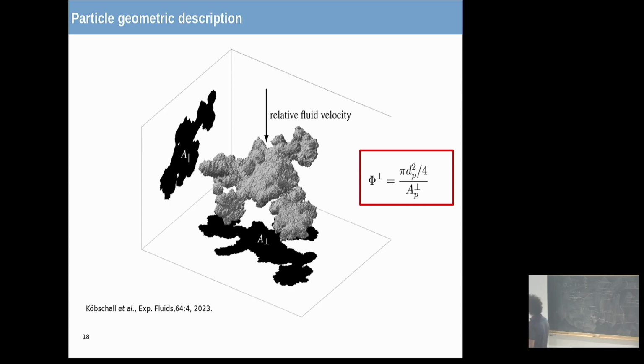dp and phi were not enough to describe a particle, and we introduced an orthogonal sphericity, for instance for drag coefficients, because we need the surface orthogonal to the relative fluid velocity. So here is the snowflake, here is the direction of the airflow, and A orthogonal is just the projection of the shape on this plane. And phi orthogonal is just the ratio between the surface of the disk of the equivalent spherical droplet divided by this surface. So very few geometric descriptors to be able to describe particles.